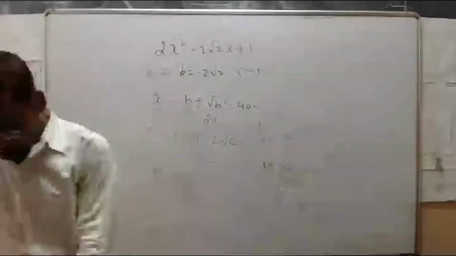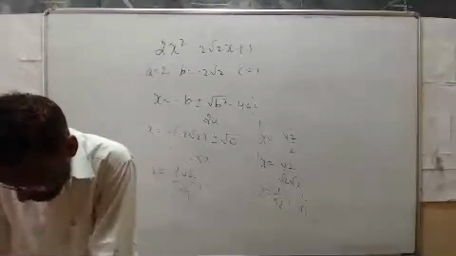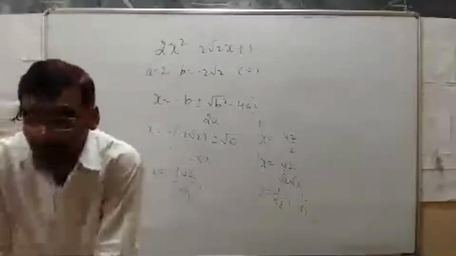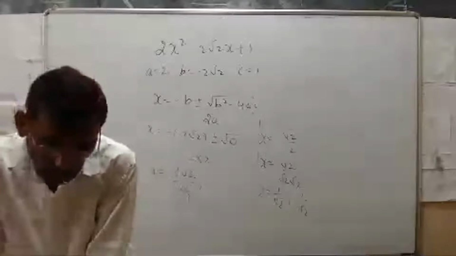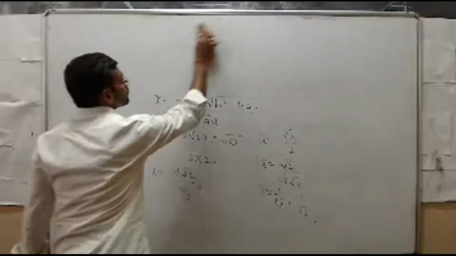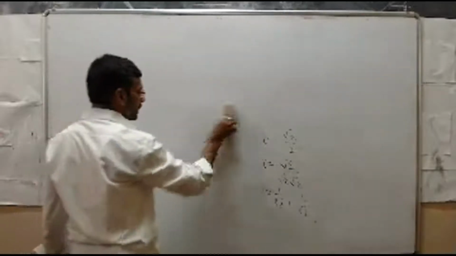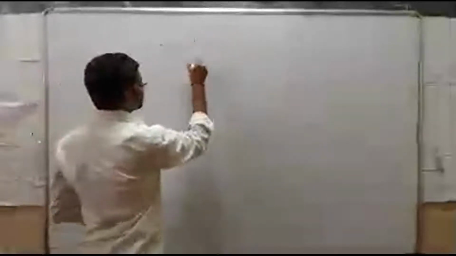Okay. Next, find the roots of the following equation. In this problem, there is no need to check whether the roots exist or not. Directly, we have to find the roots of the quadratic equation. X plus 1 divided by x is equal to 3.